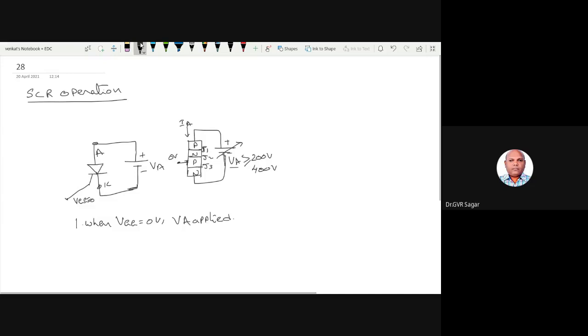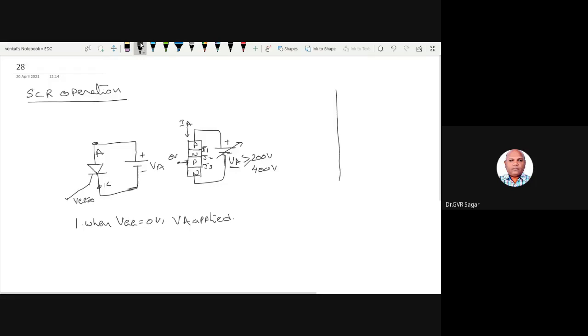At one particular reverse VA voltage, junction J2 breaks down. When the junction breaks down, an enormous amount of anode current flows into the SCR. Then we can say that the SCR is on or fired. That is the way you have to explain the first operation, only by application of anode voltage. Simultaneously, I will go through the characteristics part also.